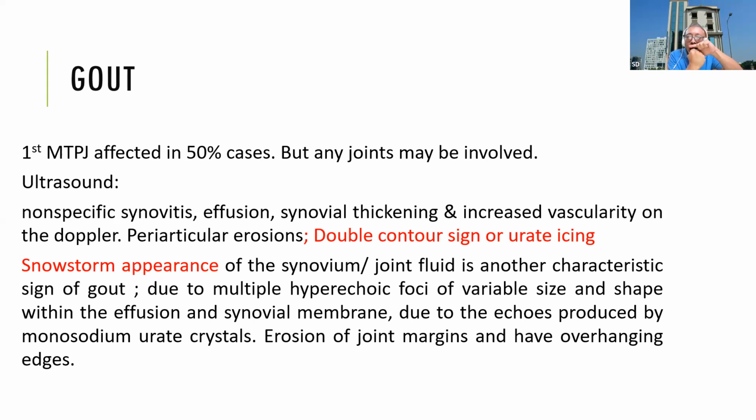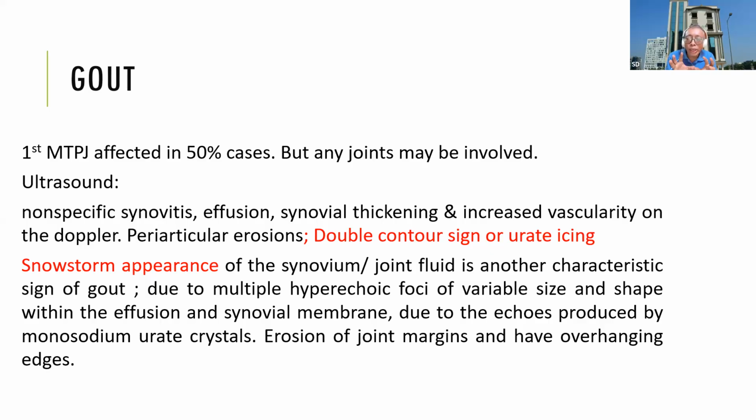Just on the outer surface of the hyaline cartilage, due to the deposition of this monosodium urate, you will be seeing a double contour sign, also known as urate icing. Similarly, you will be able to see a snowstorm appearance inside the joint. Because of the monosodium urate crystals inside the joint, they cast an acoustic shadow, and these urate crystals are seen as hyperechoic foci within the joint itself.